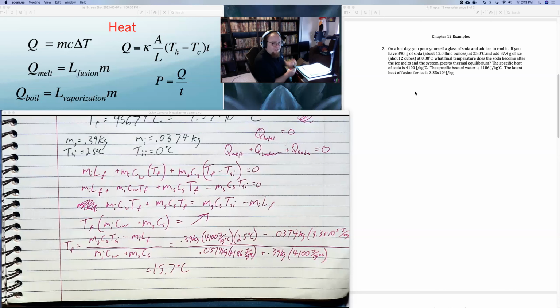If I involve ice or any phase change, make sure you include the mL piece. If I don't include a phase change, don't include the mL piece. But either way, Q total will be 0. Questions?